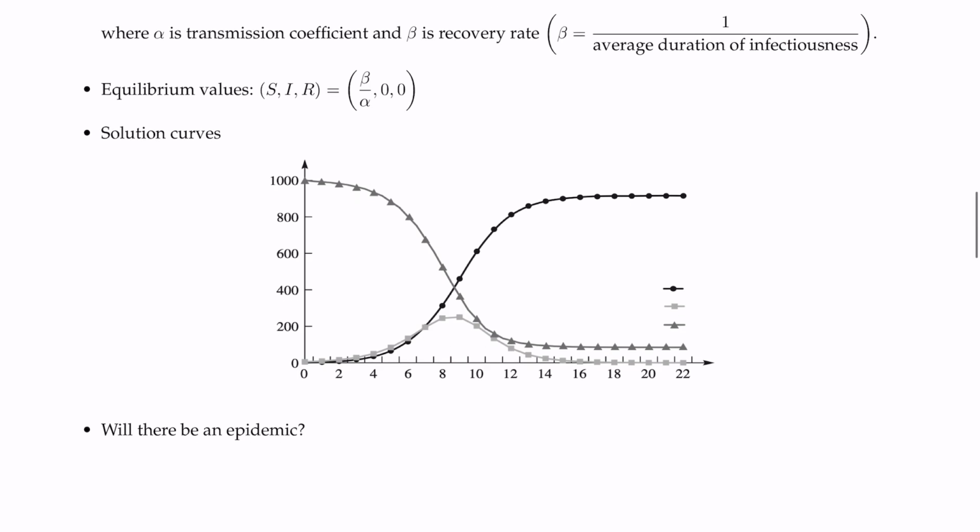So the solution curve here gives us S sub n, I sub n, and R sub n. Initially you have 995 people susceptible to the disease. At some point, the number of susceptibles decreases because the number of infected cases increases over time. Simultaneously, people recover from the disease, and at some point the disease will eventually die down, and everyone becomes either fully recovered or removed from the system. And the question is, will there be an epidemic?